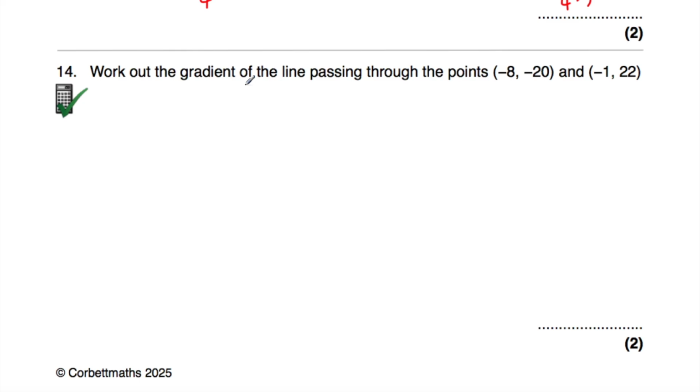Okay, let's look at our next question, question number 14. So question number 14 says, work out the gradient of the line that passes through the points -8, -20, and -1, 22. Okay, so let's use the formula.